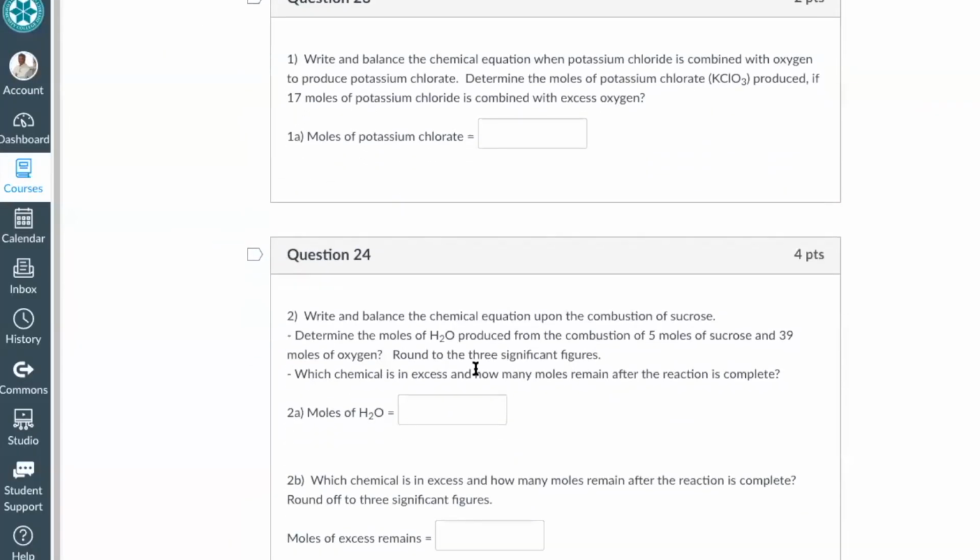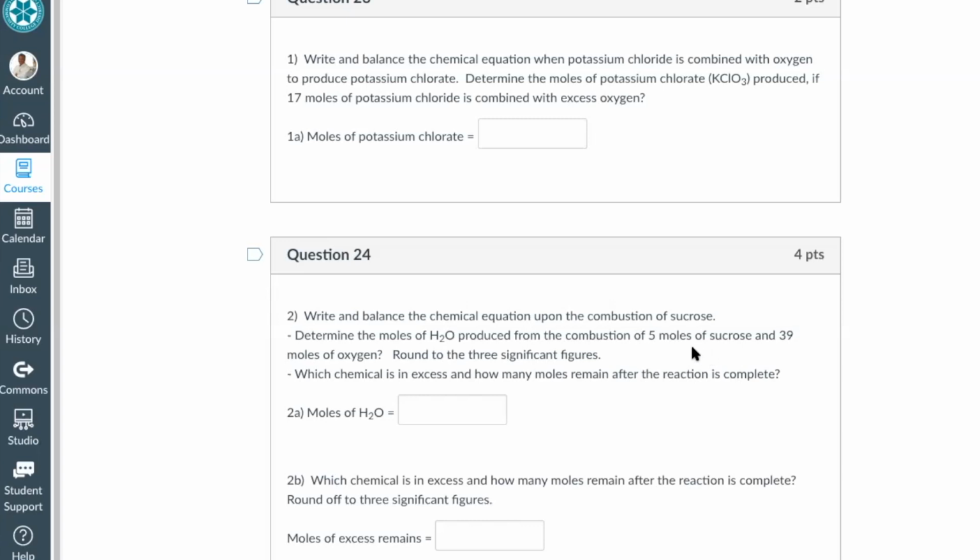This next question right here, write the balanced equation for the combustion reaction of sucrose. So whenever you hear that word combustion, you know that sucrose, C12H22O11, plus oxygen goes to carbon dioxide and water. Then you have to balance it. Okay, determine the moles of water produced when 5 moles of sucrose and 39 moles of oxygen, round to 3 significant figures. So in this particular case, it's like our second problem.